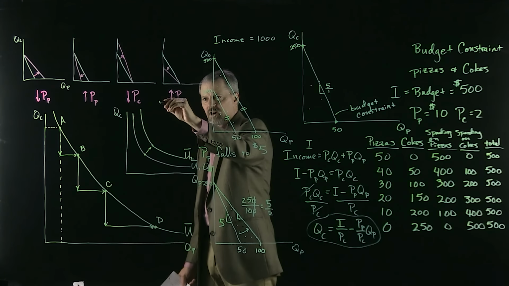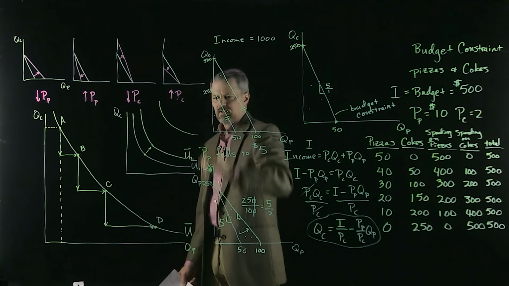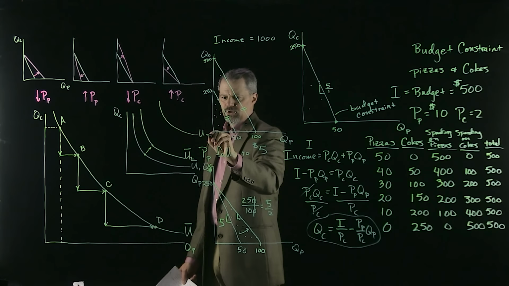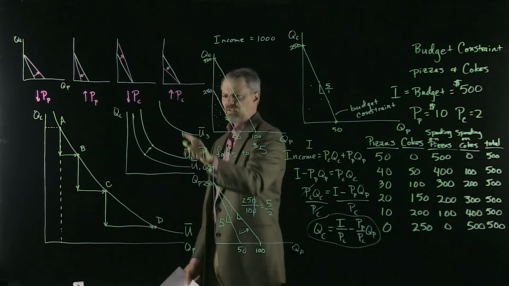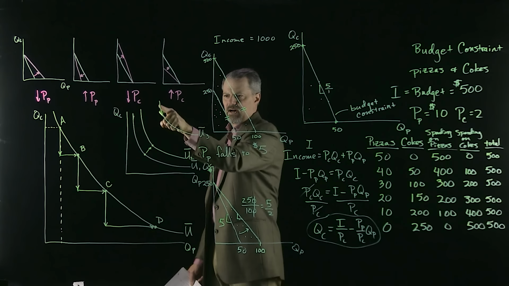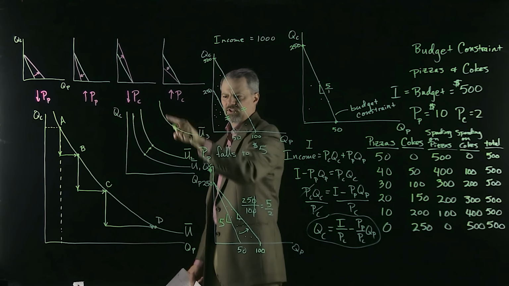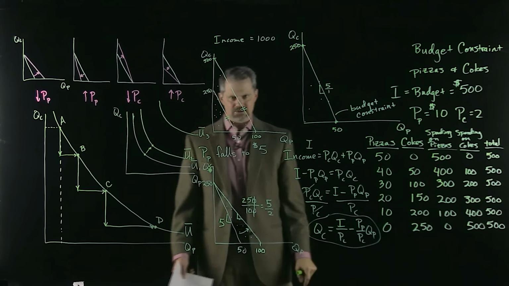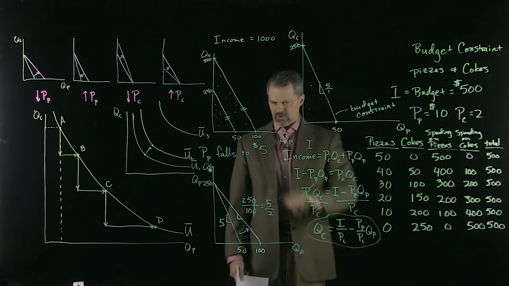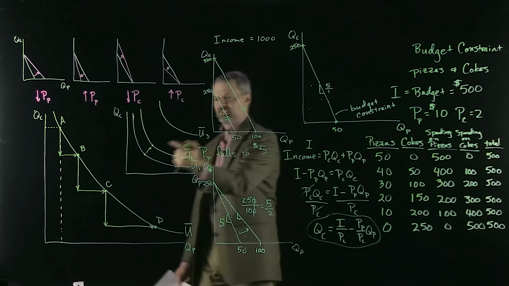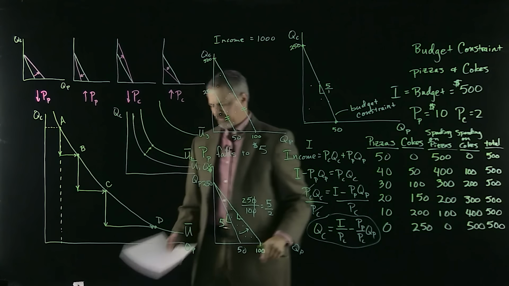Or if we had thought about the indifference curve out here, we could call it U3. That would represent combinations of pizza and Coke that provide higher levels of utility than either of those two indifference curves. So the consumer wants to be on the indifference curve that's farthest from the origin.